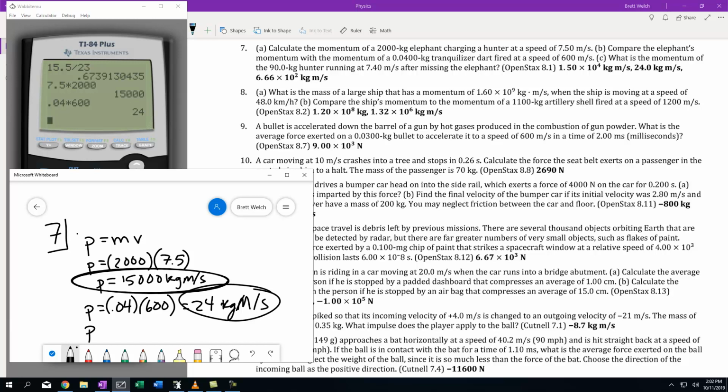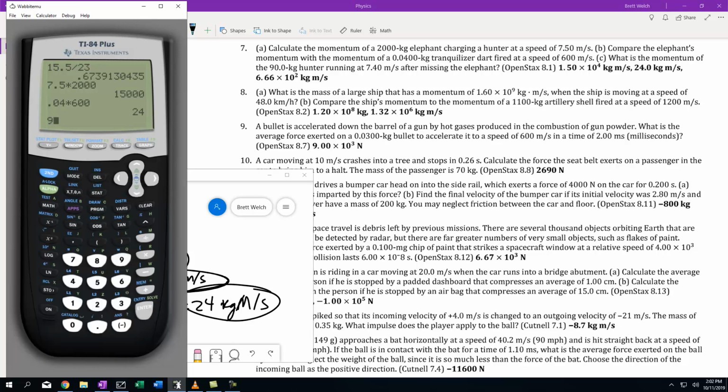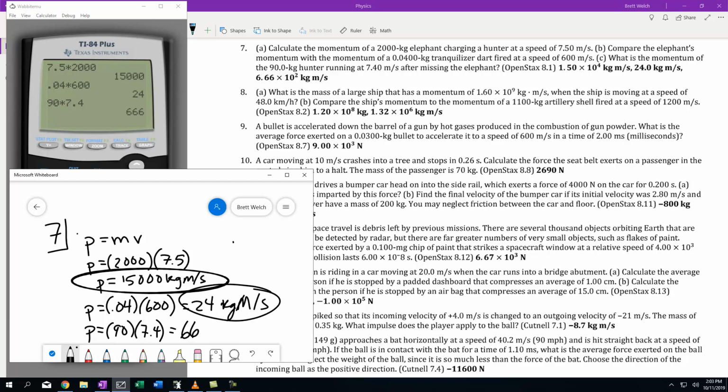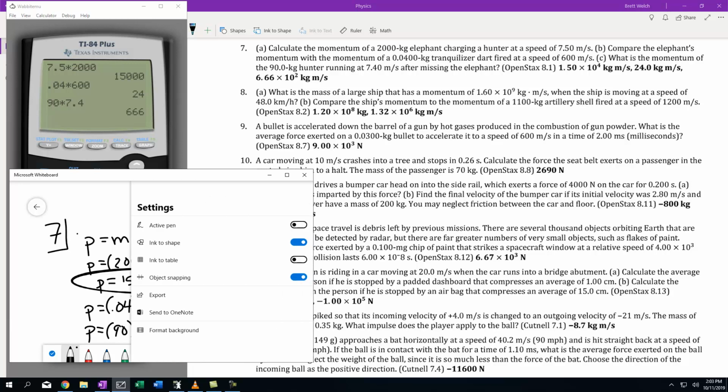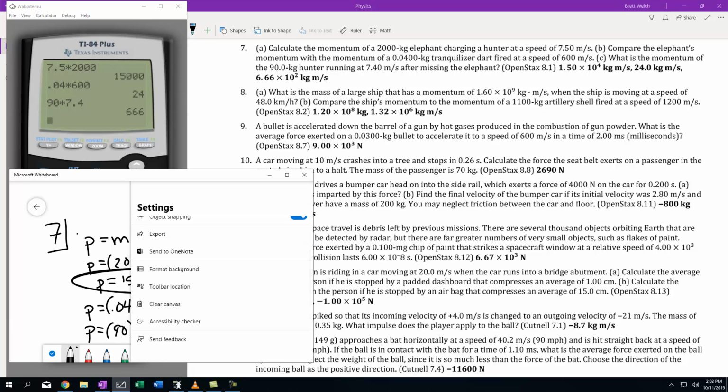But here we'd have a momentum again of the 90 times the speed of 7.4. And yeah, we throw that in the calculator. It's going to come out roughly 666. 90 times 7.4 is our 666 kilograms meters per second. All right. Let's go ahead and look at one more problem before we're done for the day.